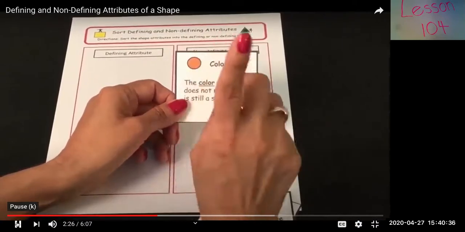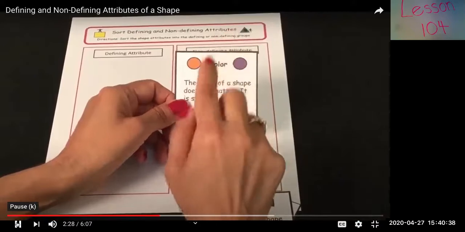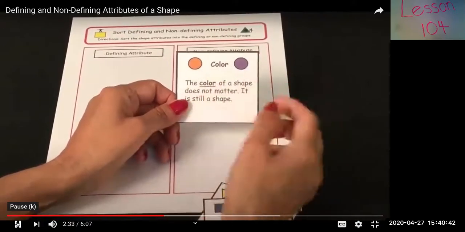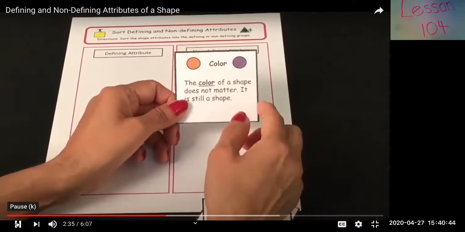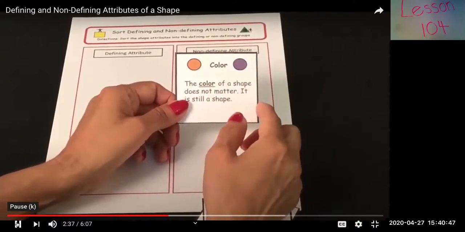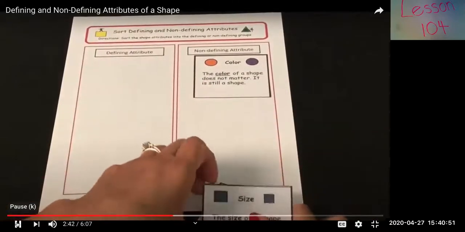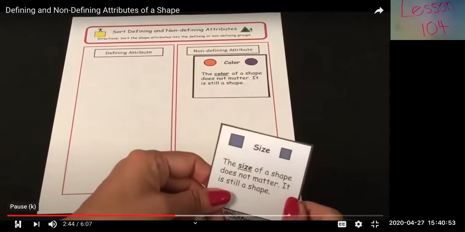But again, it is a characteristic, it is a trait. So color is an attribute that doesn't matter. It doesn't matter what color the shape is, it is still that shape. So it is a non-defining attribute. Okay. The next non-defining attribute is size.